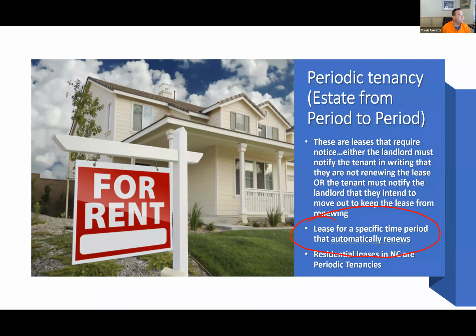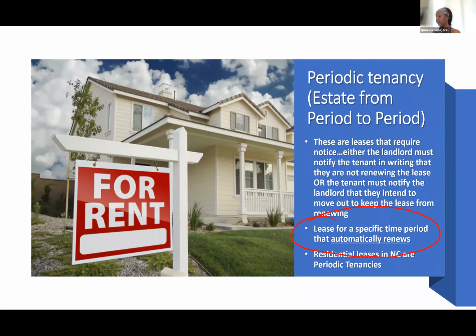When you get a letter in the mail from your landlord that says, "Well, it's now 60 days before your lease expires, we need to know what you're planning to do. Are you planning to renew? You plan to move out?" What kind of lease is that? Periodic. Because what they're doing is giving each other notice. Is everybody clear on that?